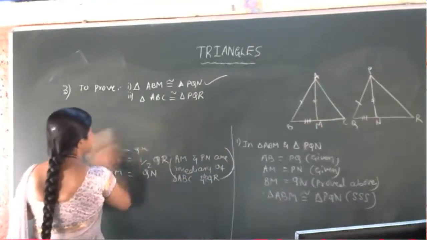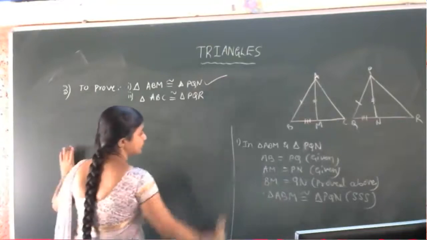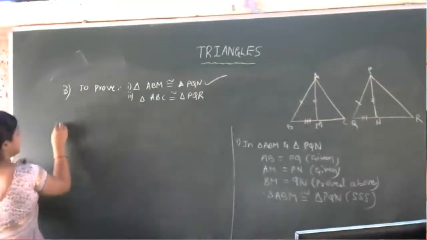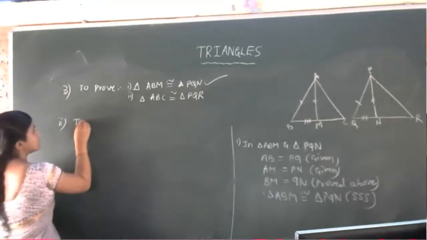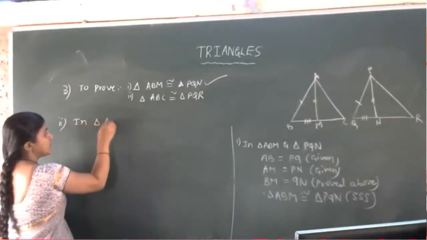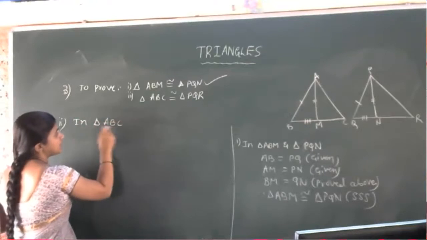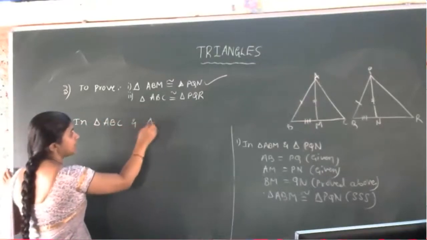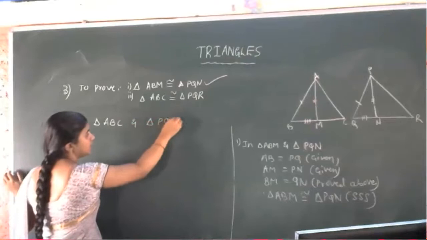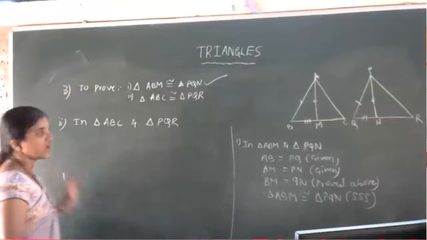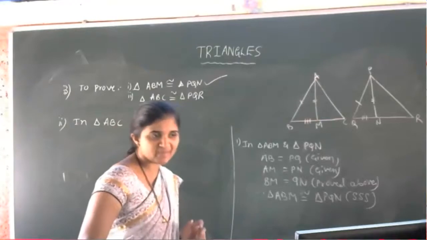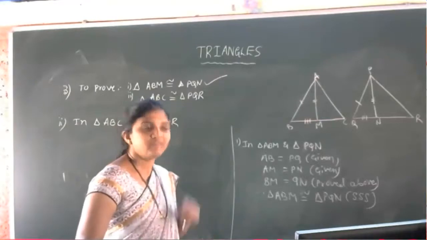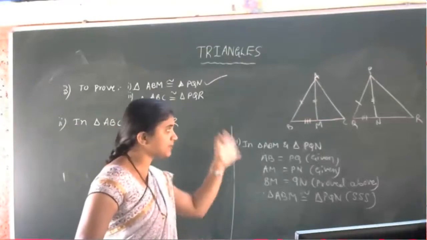Now let us move to the second proof. Second proof is this one: triangle ABC and triangle PQR. For that we have to choose those two triangles only. In triangle ABC and in triangle PQR, which is the first parameter? Now you have to tell me.